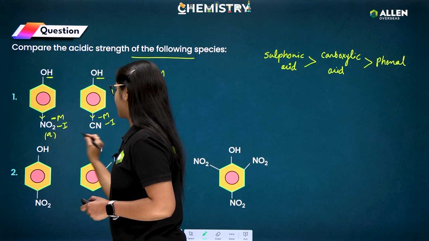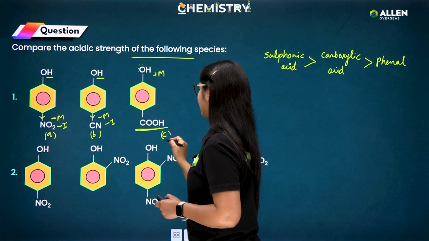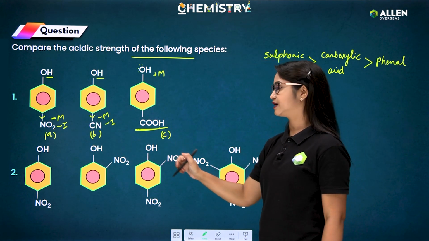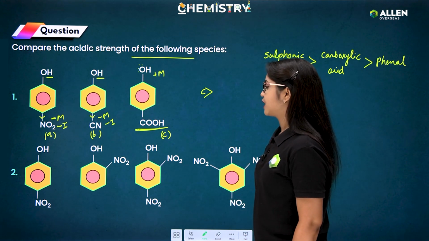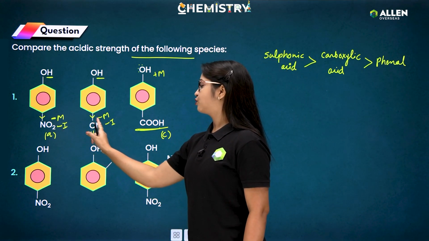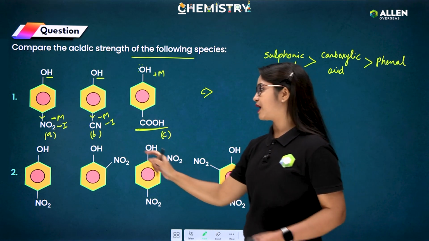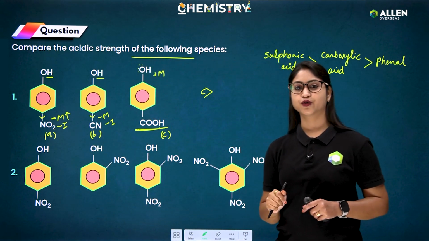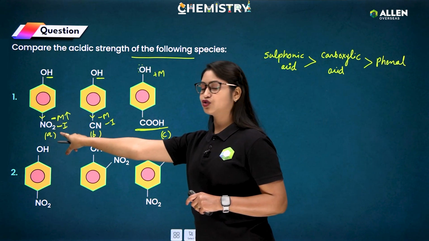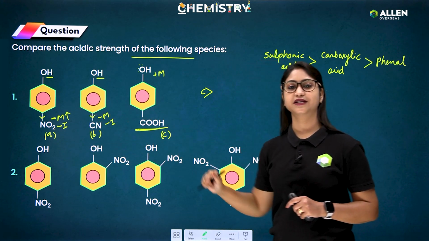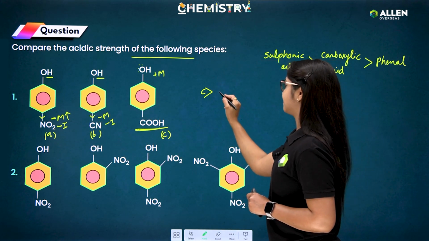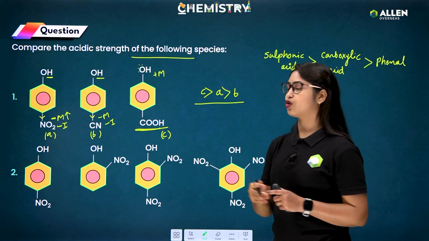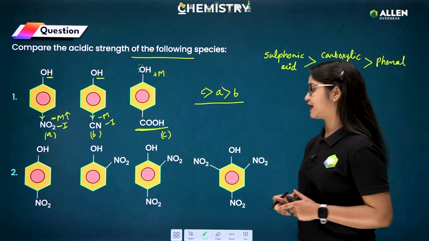If this is A, this is B, this is C. As compared to these two phenols, carboxylic acid is still more acidic. So C will be most acidic. Now in A and B, both groups are showing the same effects, but the minus M effect of the nitro group is more as compared to the cyanide group, right? The more the electron withdrawing nature, the more the acidic strength, right? So after C you have A and then B. So CAB will be the decreasing order for the acidic strength of these compounds, right?